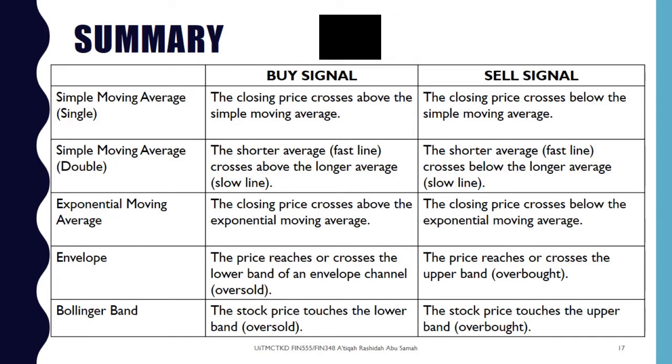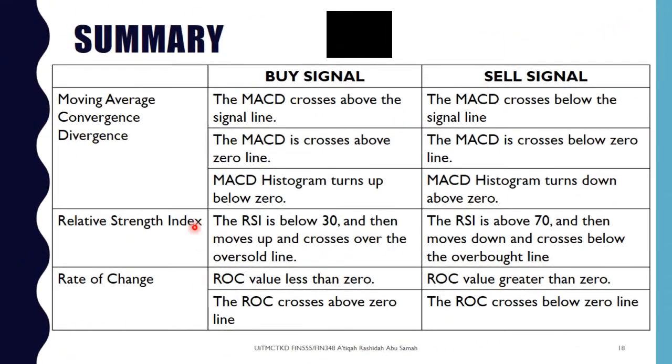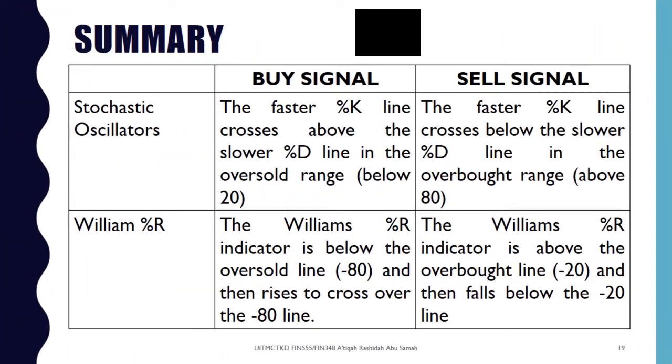So we have SMA, where is the buy and sell signal, simple moving average, single and double, where is the buy and sell signal, EMA, envelope, Bollinger Band, as well as the RSI and ROC. All of this you must understand and remember. And lastly we have stochastic and also Williams percent R.